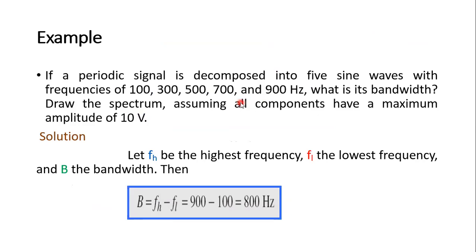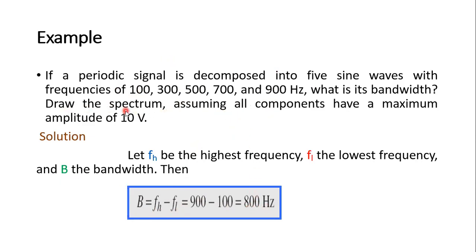Okay. Let us see some problems. If a periodic signal is decomposed into 5 sine waves with frequencies of 100, 300, 500, 700 and 900 hertz, what is the bandwidth? And draw the spectrum assuming all components have a maximum amplitude of 10 volt. Okay, let us learn. Let FH be the highest frequency, FL denote the lowest frequency, and B denote the bandwidth. Then the formula is bandwidth equals highest frequency minus lowest frequency. So the highest frequency is here 900 and the lowest frequency is here 100. Therefore 900 minus 100 equals 800 hertz.